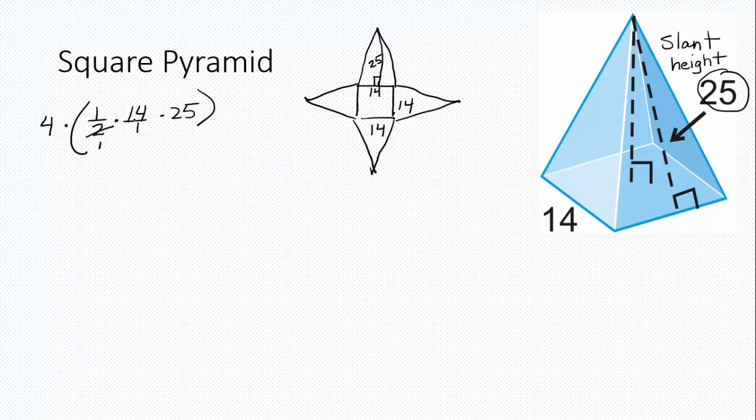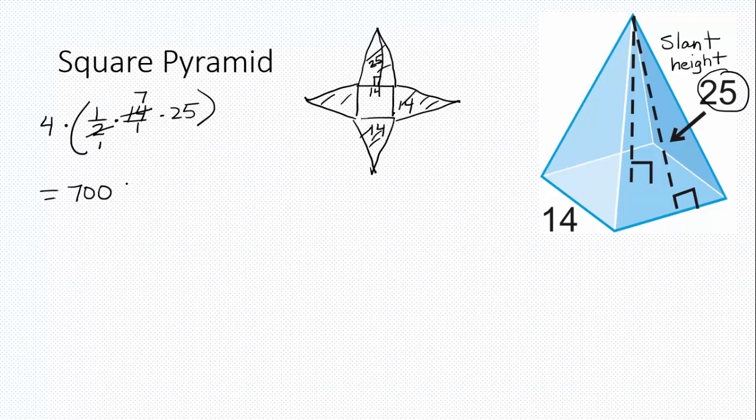So I'm just going to go ahead and do this since I've got an even number in here and start multiplying everything that's left. So I've got 7 times 25, which is 175, times 4 more. And that is 700 altogether. So that covers all the triangles.